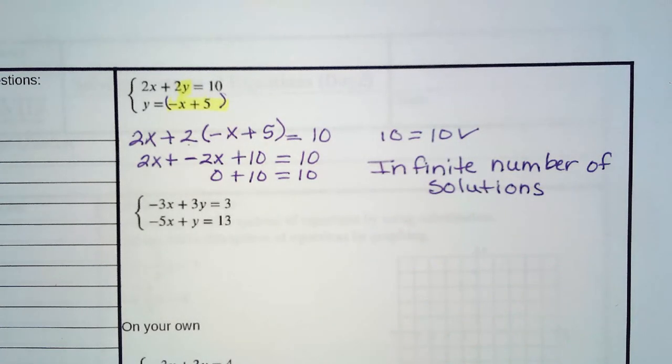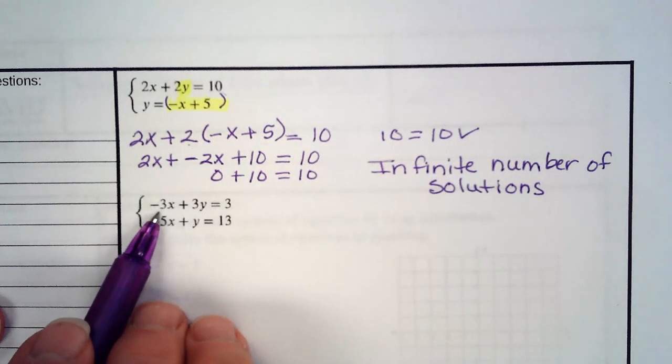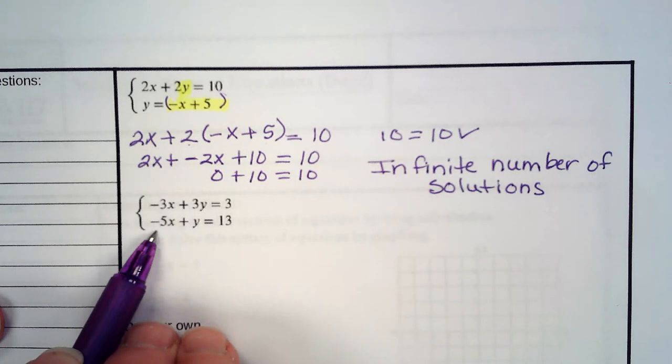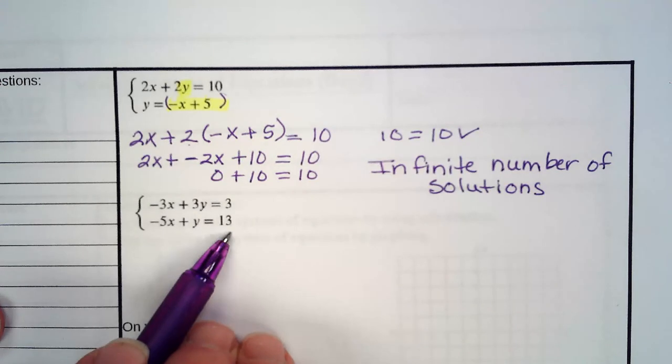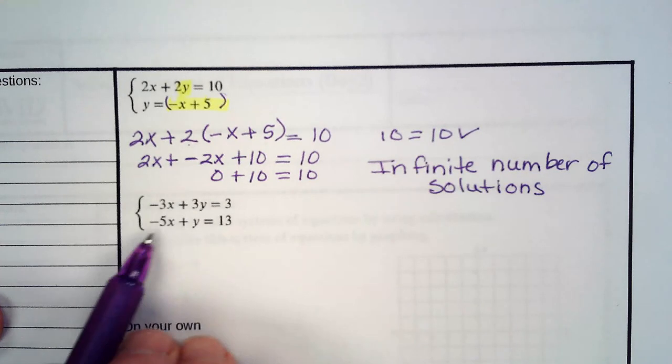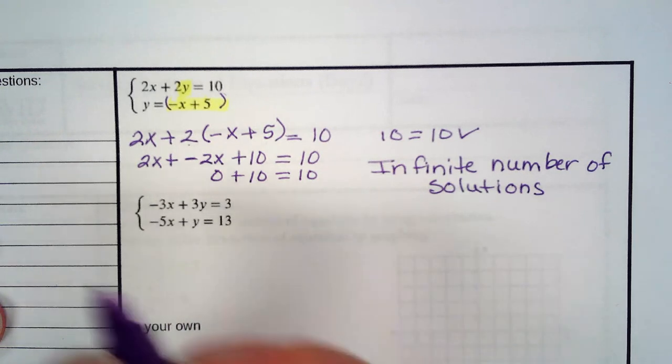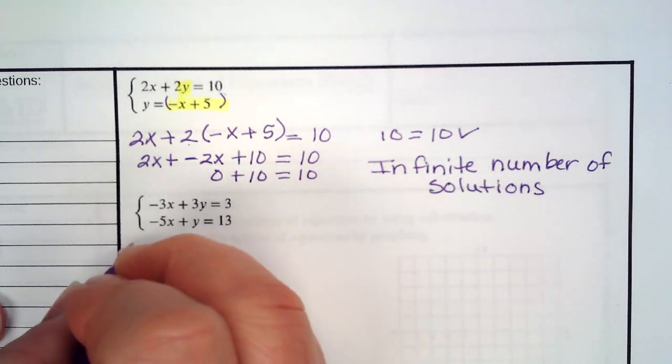Okay, so the first 3 were solved for one of our 2 variables. The next one is not, so we have to solve. Looking at this, you have to use logic. I've got negative 3x plus 3y is equal to 3, and I've got negative 5x plus y is equal to 13. The second one is definitely easier to solve for y than the other 2.